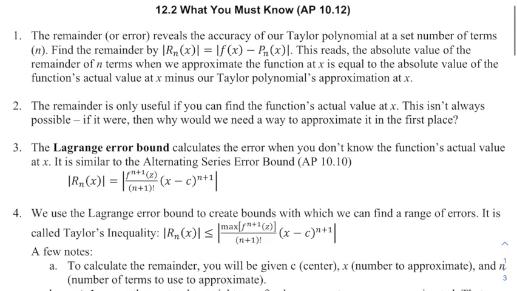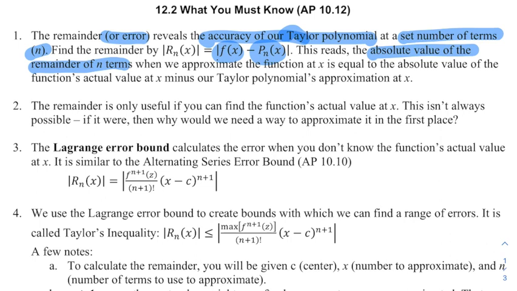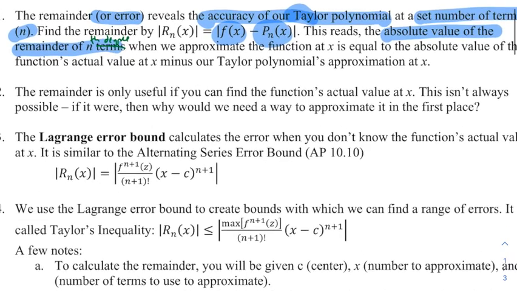The remainder, or the error, reveals the accuracy of our Taylor polynomial. How accurate would it be with a set number of terms, n? We're always evaluating a certain degree for our Taylor polynomial. The remainder will be the actual function minus our polynomial's estimation, in absolute value, because we don't care about negative. So this reads the absolute value of the remainder of nth degree. When we approximate the function at x, it is equal to the absolute value of the function's actual value at x minus the Taylor polynomial's approximation at x.